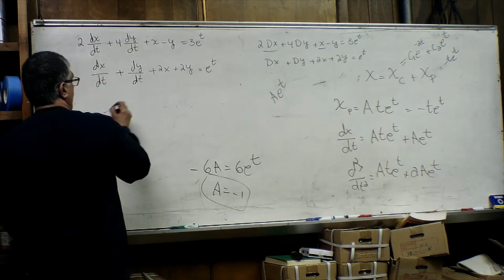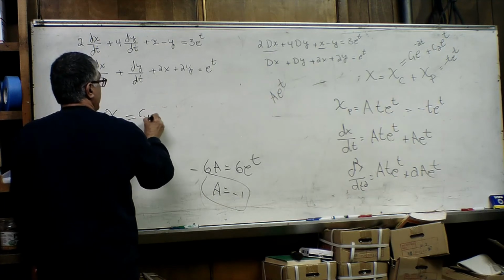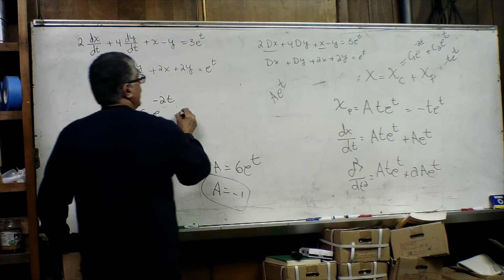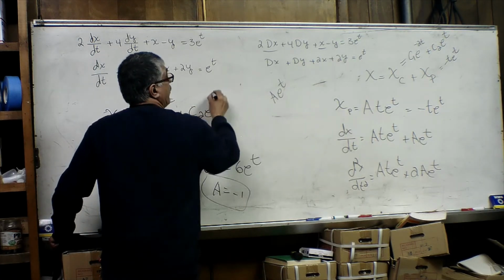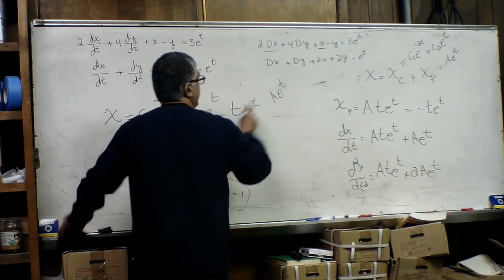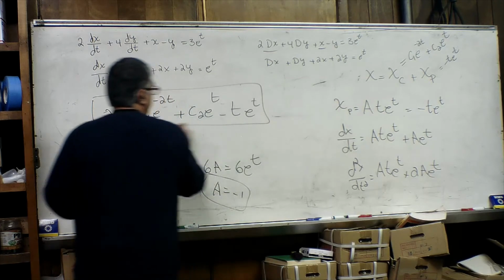So our total solution for x will be c1 e to power minus 2t plus c2 e to power t minus t e to power t. So this is the value for x.